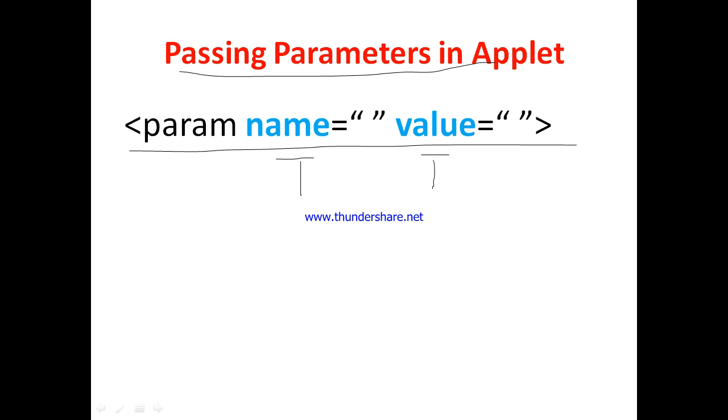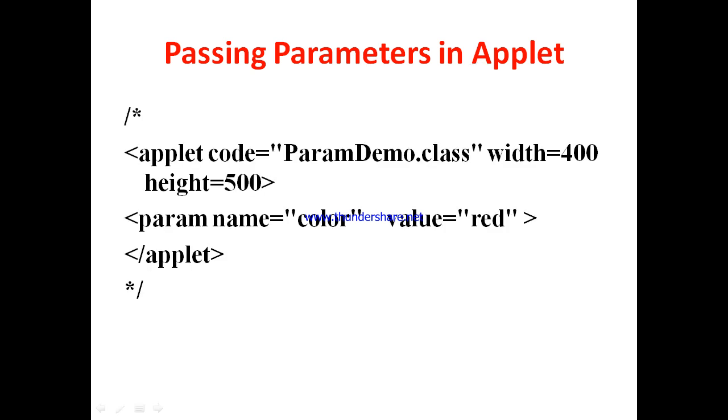Now let us see the example. Here this param tag we are using inside the applet tag, between the opening and closing applet tag. The param tag has two attributes, one is name, another is value. Here we have given the name color and the value red. The value red will be accessed when we are accessing the parameter color. Now how to access this value red? By using this parameter name color.